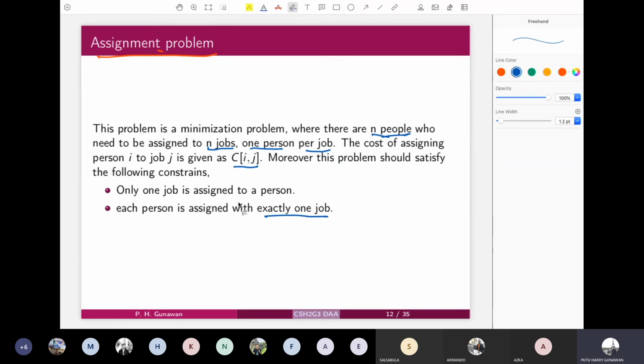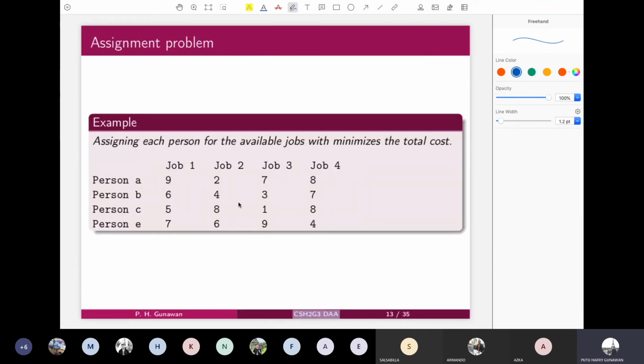Okay, then let's move to the example. You have 4 persons A, B, C, and D, and then you have job 1, job 2, job 3, and job 4. And this is the cost. Then the problem is to find the job for each person which minimizes the total cost. Can you see the problem? Yes, sir.